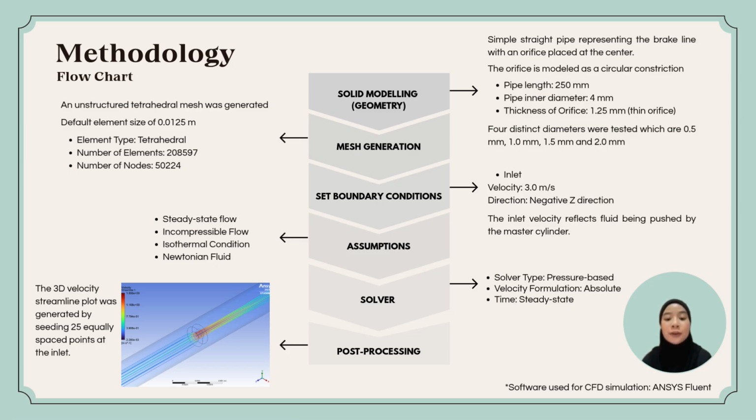The streamline provides the illustration of direction and magnitude of the flow velocity throughout the orifice opening. As shown in the diagram, we can clearly see that the flow velocity is the highest at the constricted part, which is the orifice, and lowest at the pipe inlet. This simulation is done on 4 different diameters, which are 0.5 mm, 1 mm, 1.5 mm, and lastly 2 mm.